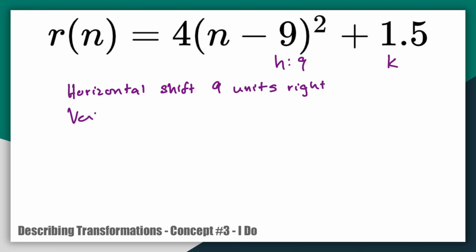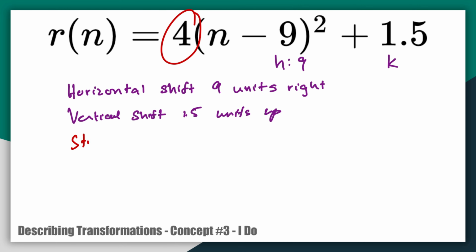Then we have a vertical shift 1.5 units up. This would just be like the last lesson, but now we have an a value of 4. And so you need to use those words, stretch or compression, by a factor of the a value. So because it's greater than 1, this is a stretch by a factor of 4. Now, if that was like a 1/4, you would say compress by a factor of 1/4. If that's what it was. So you need to do all 3 of these things.